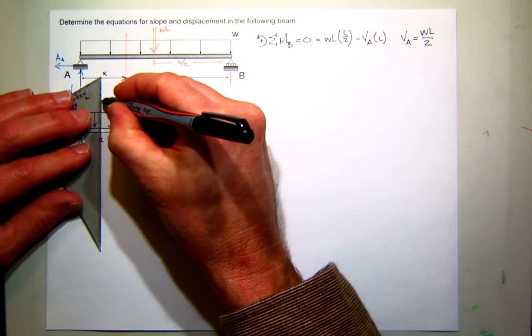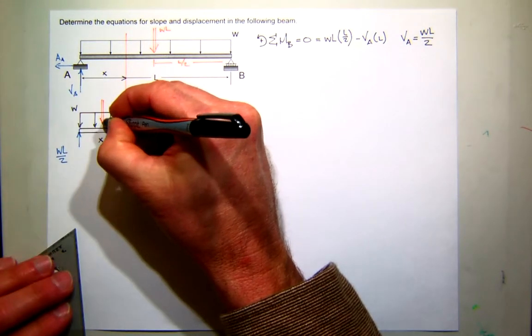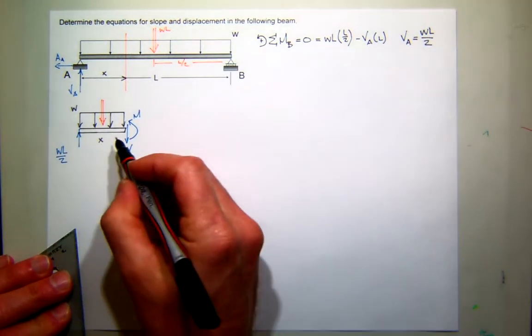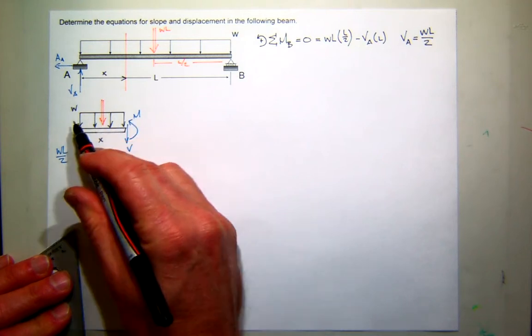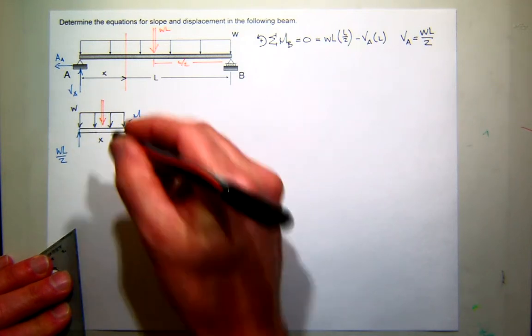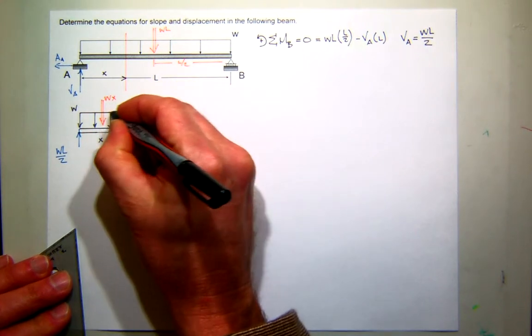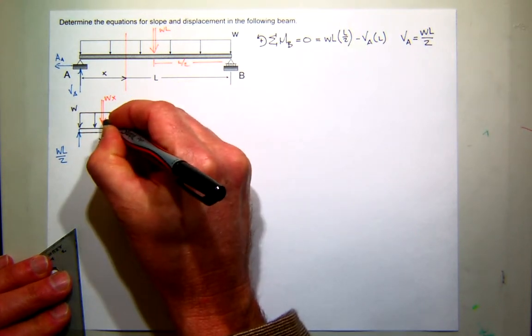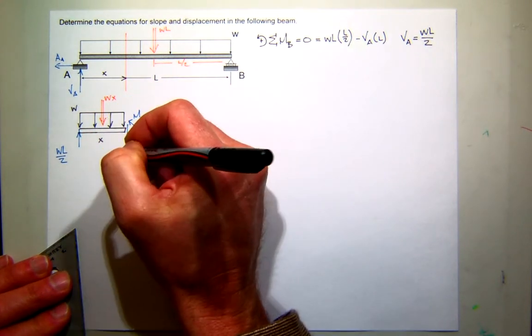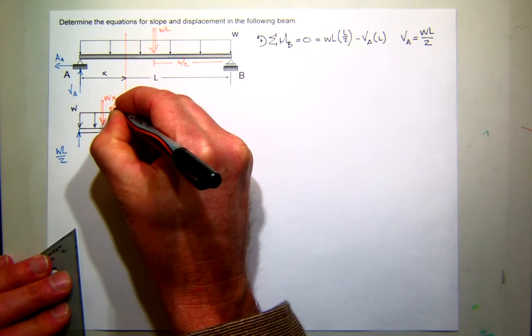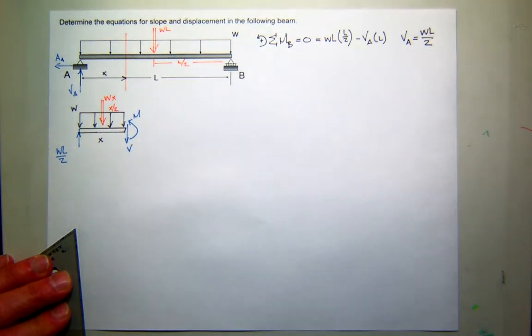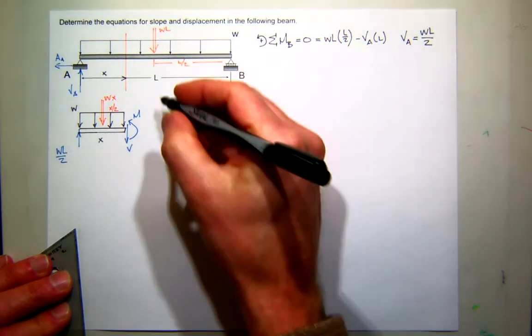So again, I can find my concentrated equivalent. It's the area under the curve, right? Rectangle, that's base times height, so that'll be Wx. And what's the distance between this force and the cut? x over 2. x over 2, half the distance. That seems to be all we need for that.